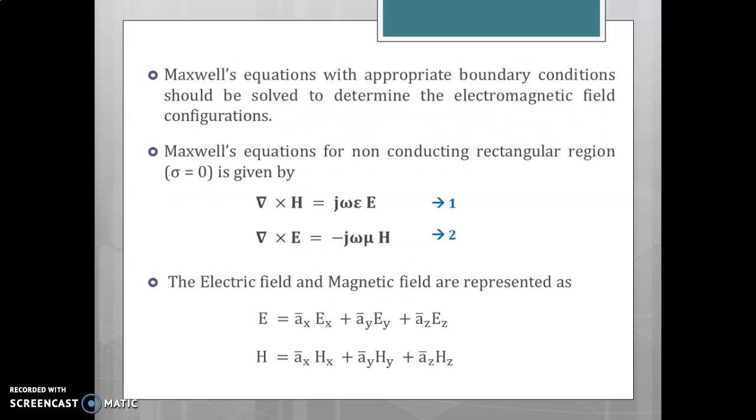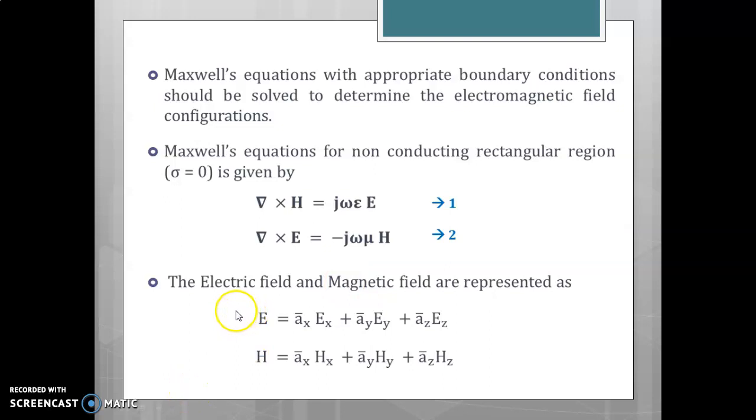To determine the electric and magnetic field components, we need to solve Maxwell's equations with the necessary boundary conditions. There are 4 Maxwell's equations, but we will be using only 2 equations: Ampere's circuital law given by del cross H is equal to j omega epsilon E, and Faraday's law given by del cross E is equal to minus j omega mu H. Here sigma is taken as 0 because the wave is propagating between the plates where the region is dielectric. E represents the electric field component, H represents the magnetic field component.